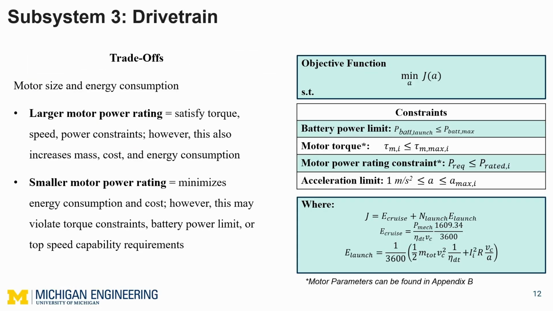Subsystem 3 is the drivetrain, which is modeled to size the motor so the bike meets its performance targets in the most efficient package. We capture a set of constraints: the battery power limit, the motor torque envelope, the motor's continuous power rating, and launch acceleration. Our objective function then minimizes energy consumption and cost while still satisfying all of those limits, which sets up the core trade-off between motor size, mass, and performance.